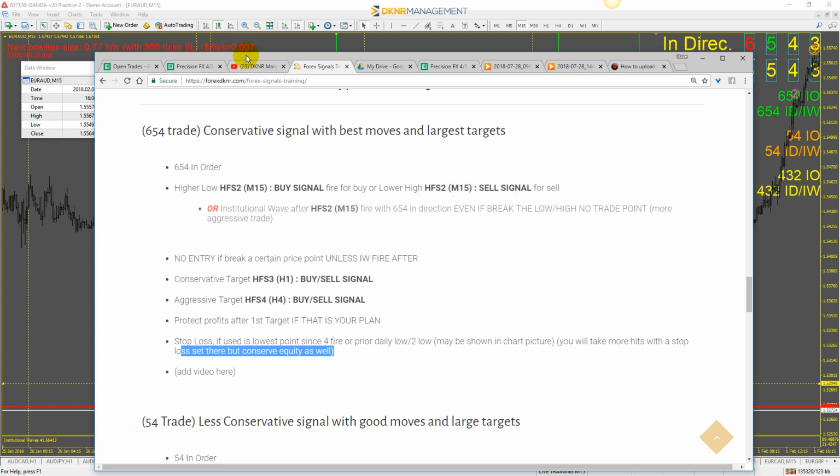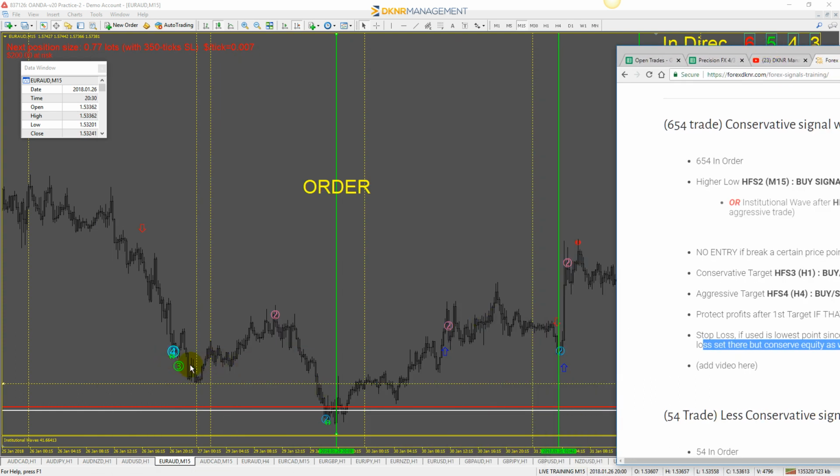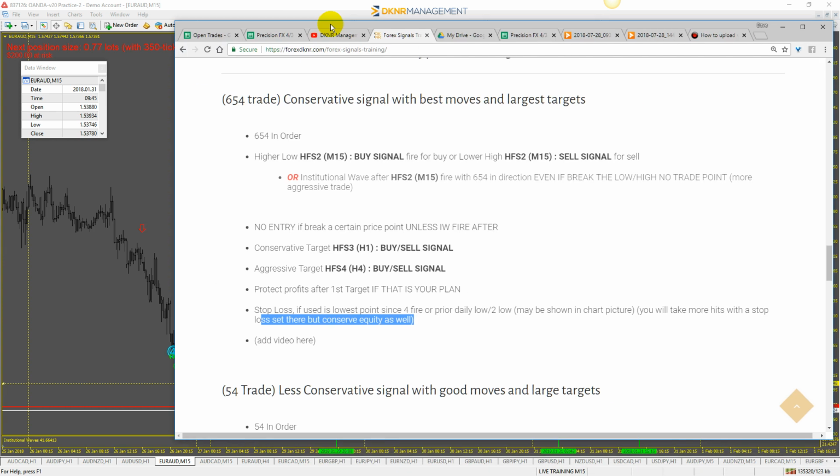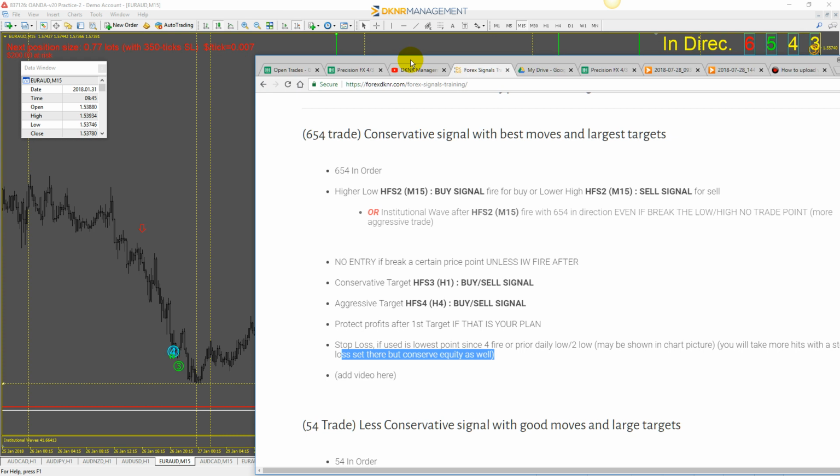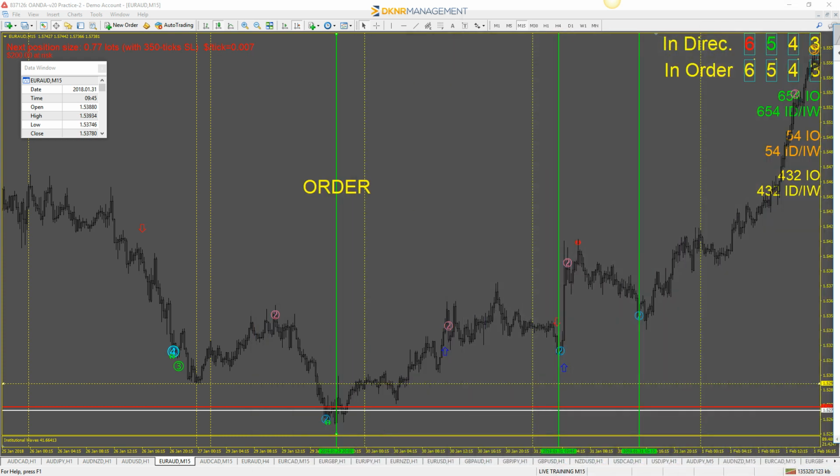We do not have a higher low of this 2 fire long right here, so you would not take the trade. Then when you saw the institutional wave after the HFS2 fire, you can go ahead and take the trade. Now, this one would not be an aggressive trade. This would still be considered a conservative trade because 654 are in order, not just direction.